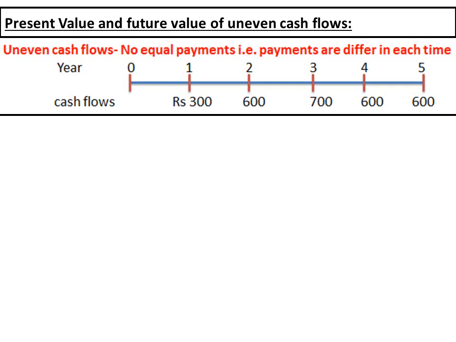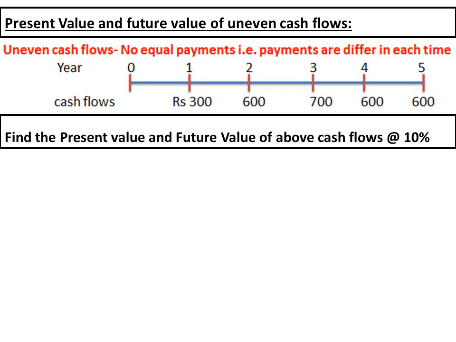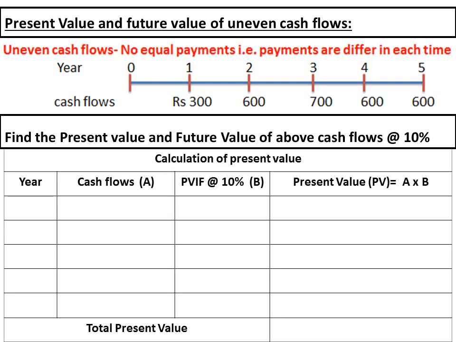So years 0, 1, 2, 3, 4, 5, and have a look at the cash flow. In year 1, 300; year 2, 600; year 3, 700; year 4, 600; and year 5, 600. There is a different cash flow each year, there is no similar cash flow. So this is the uneven cash flow. Find the present value and future value of the above cash flow at 10%. Now the cash flow is given, the number of years is also given, and the interest rate is 10%. Now we can find the present value and future value.